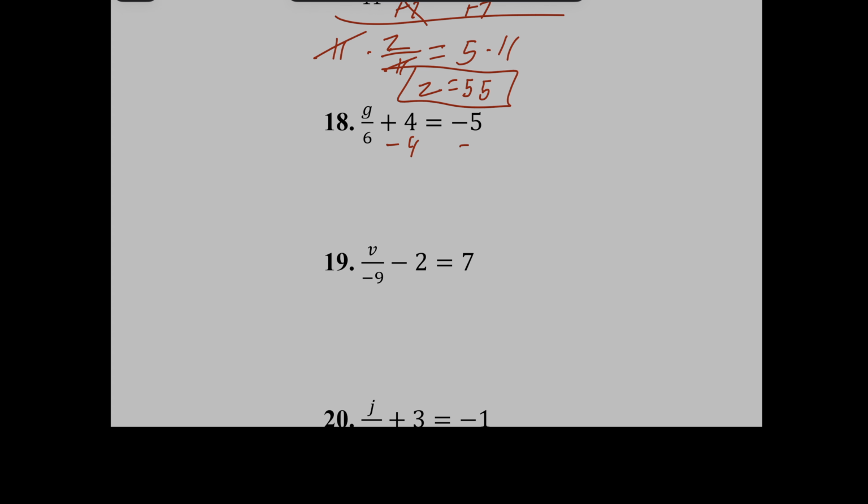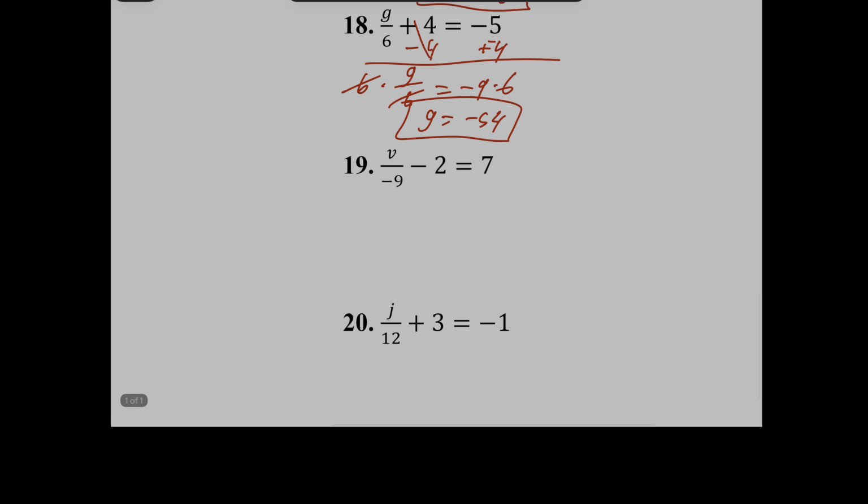Here we go. Let's subtract 4 to both sides. Boom, boom, die. G over 6 equals, add a line, change the sign, that becomes a negative 9. If I multiply each side by 6, die, I get G equals negative 54.